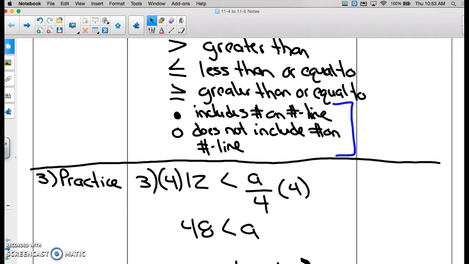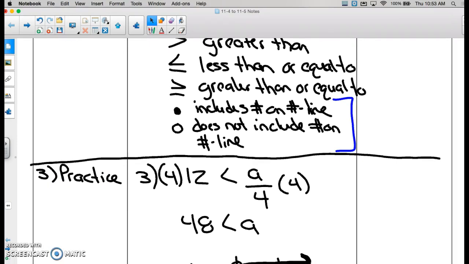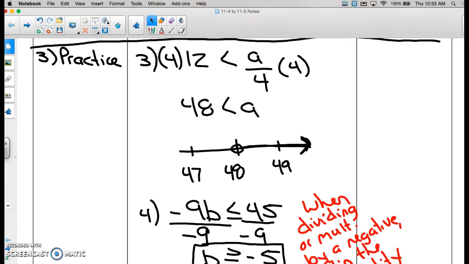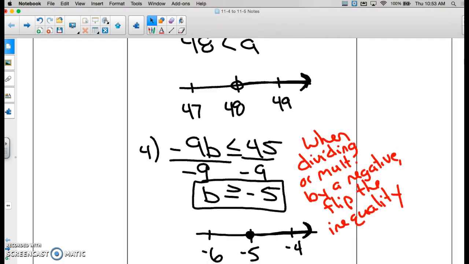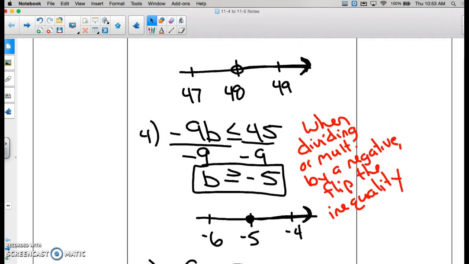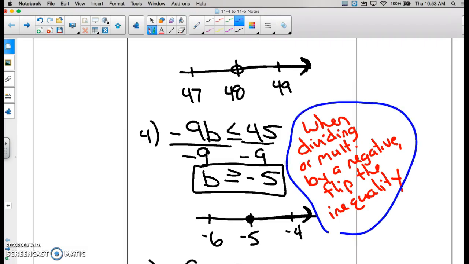Practice, first one, number 3, pretty simple. Undo the fraction by multiplying by the reciprocal and graph it. Number 4 is where our new learning came into play here. We're dividing by a -9, and because we're doing the opposite, we've got to make sure we flip that inequality sign. So because -9b is less than or equal to 45, we divide by a negative, which is the opposite. We've got to make sure we do the opposite to the inequality sign. And b is greater than or equal to -5. Graph it, should work. Very important that you have this piece of information in your head.